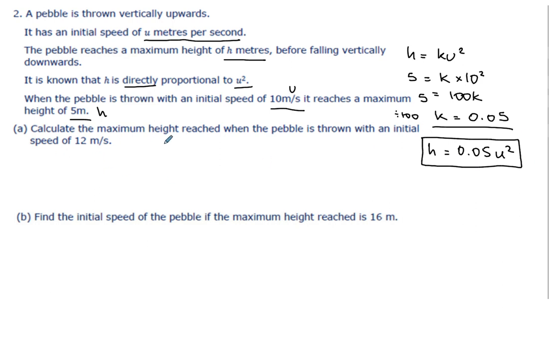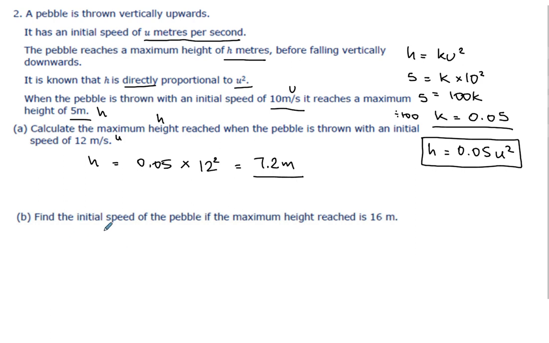When they say find the maximum height, it's trying to find h when u is 12. So h equals 0.05 times 12 squared, which will give you 7.2 meters.